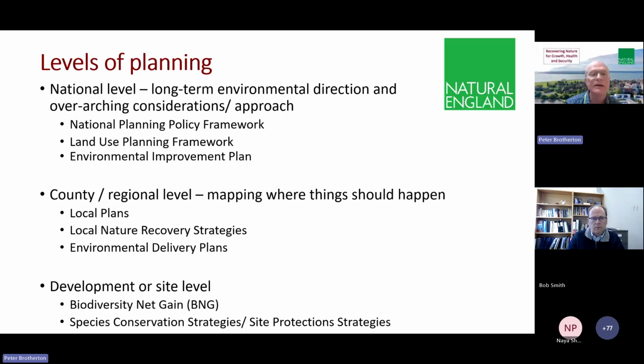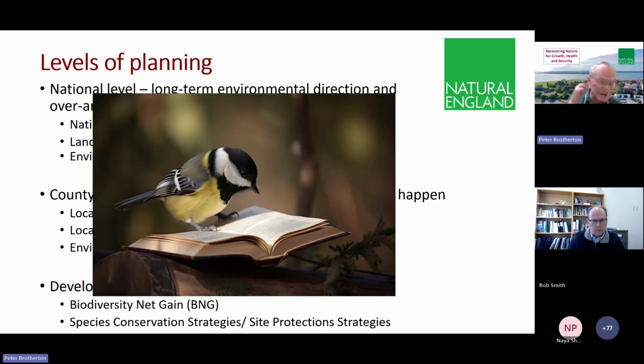I'm conscious I'm maybe slightly running out of time, but I'll speed up a little bit. But we've got national level, county, regional level, biodiversity development and site level as well. And a lot of incentives linked to this, a lot of ambition to try and draw this together in a way that does deliver better outcomes for nature. So lots there, but unfortunately, nature isn't that great at reading policies.